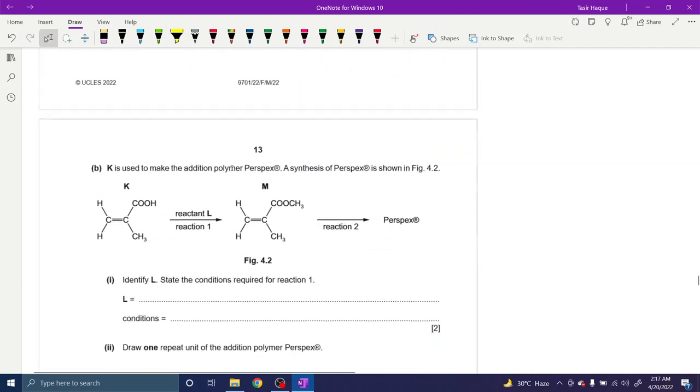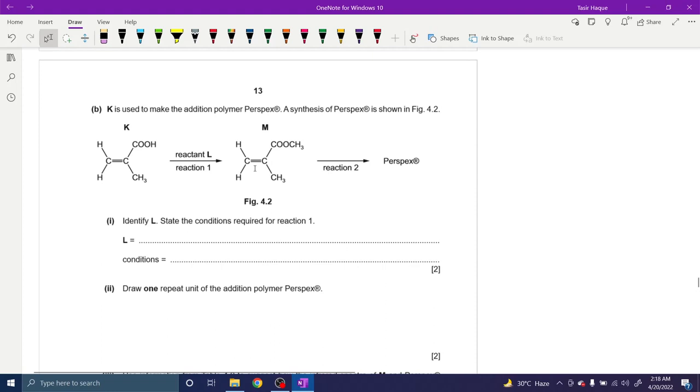Now, next part, K is used to make the addition polymer for Perspex. Okay, identify L. What happened here? Esterification, right? We added a 1 carbon alcohol to the carboxylic acid group. So what is the 1 carbon alcohol? It's none other than methanol, CH3OH. What are the conditions for esterification? A few drops of concentrated H2SO4 plus heat under reflux. Remember, reflux is the keyword here.